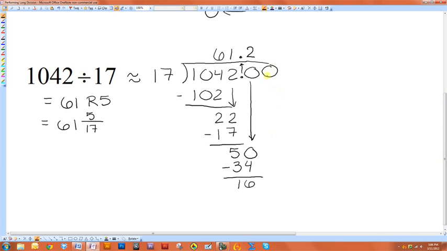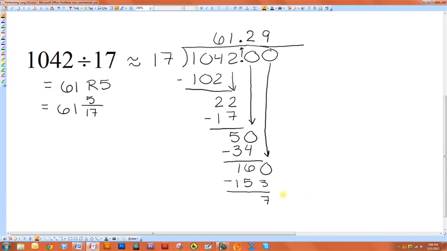So we're going to need to add another 0 and drop it down. So 17 will go into 160 9 times, and we're going to have to keep extending this as well. 17 times 9 is 153. When I perform that subtraction, I will get 7. I'm going to need another 0 now, and bring it down. 17 goes into 70 4 times.